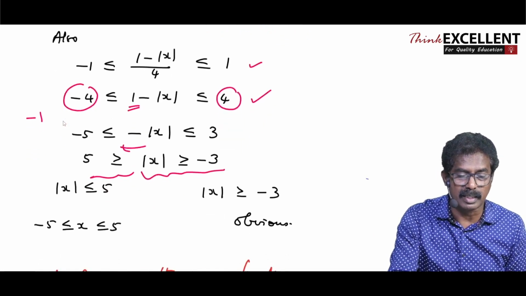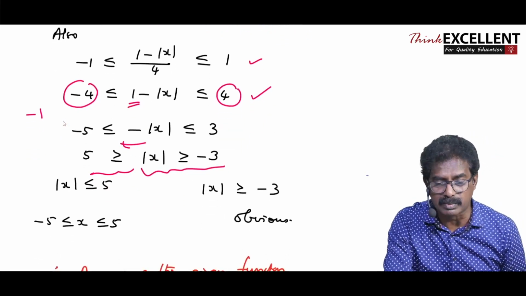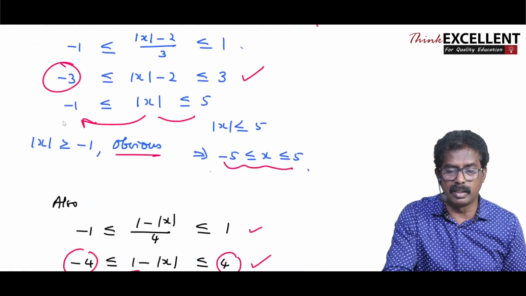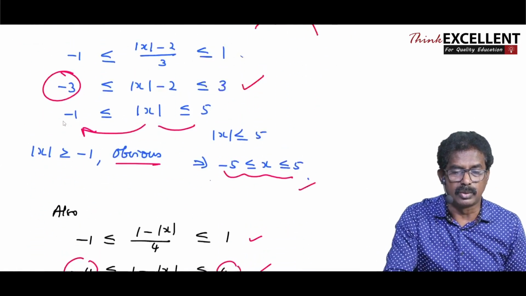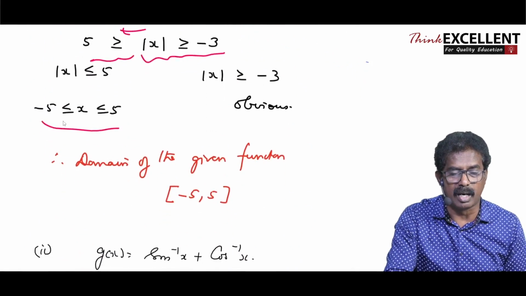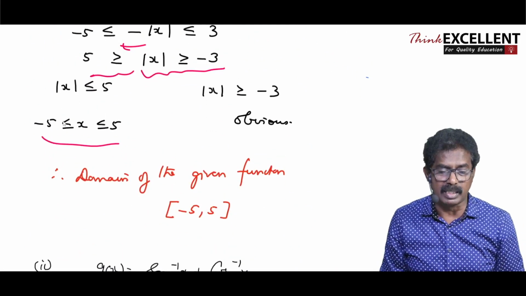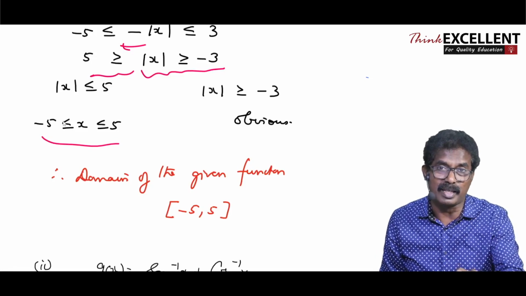That means x lies between -5 and +5. So the common region in both is x lying between -5 and +5. That is the domain of this function. So the domain of the given function is the closed interval -5 to +5. This itself deserves 3 marks.